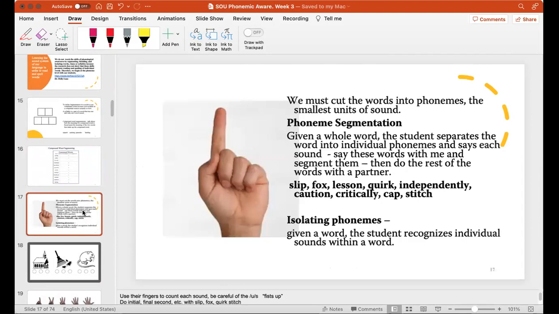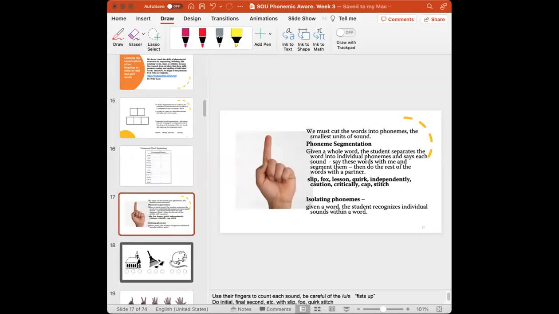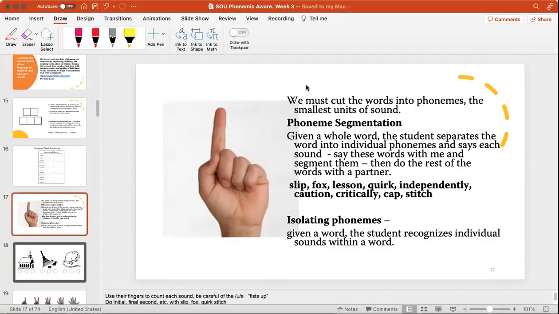But really what we need to do is get down to the sounds and segment the sounds. So one of the things I'm wondering, if I move this over, can I see your faces? Because I want to do this with you. No, I can't. Okay, I'm going to write these words down, and I'm going to stop sharing.